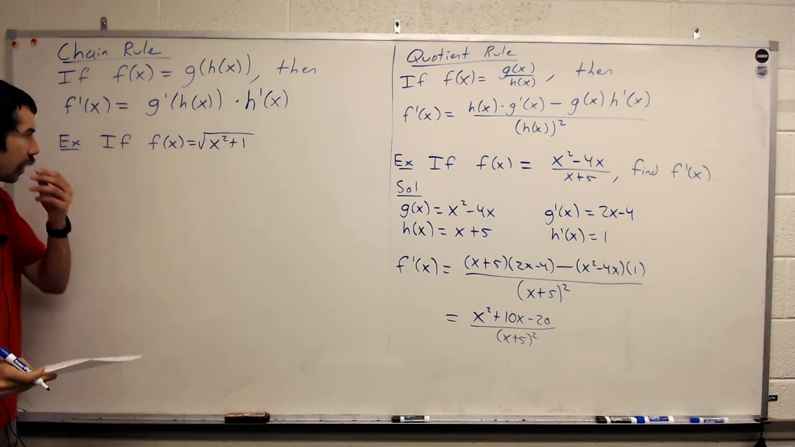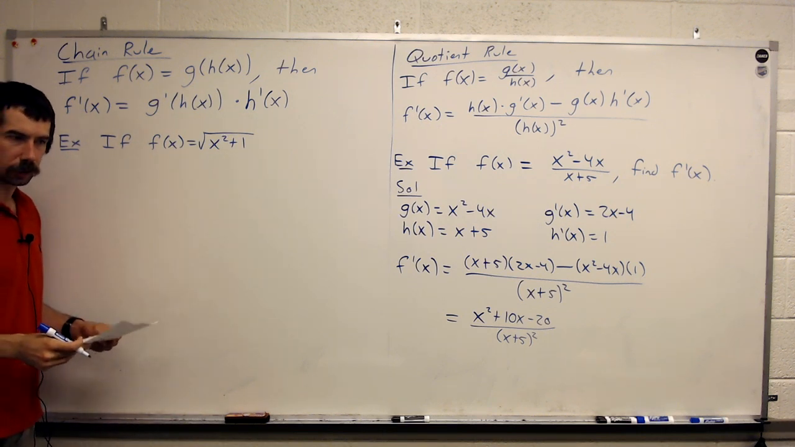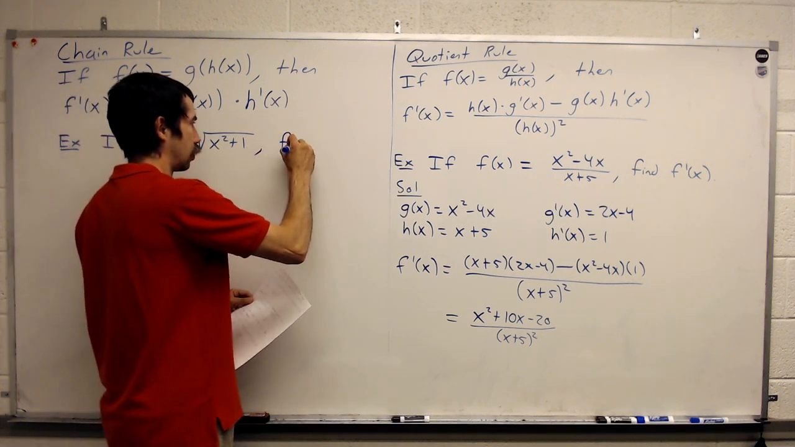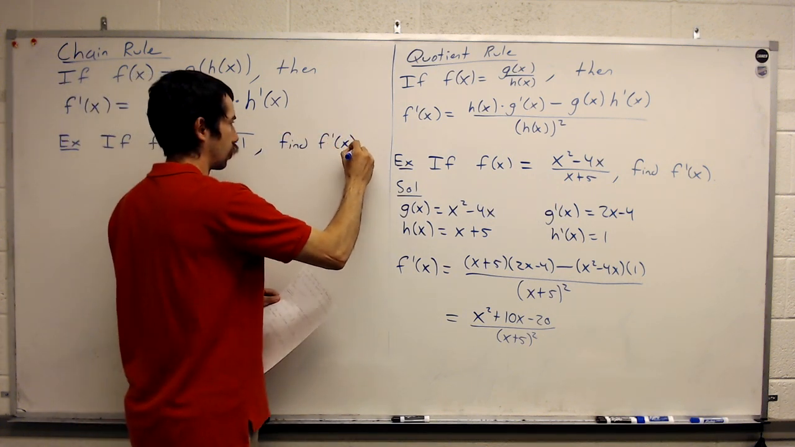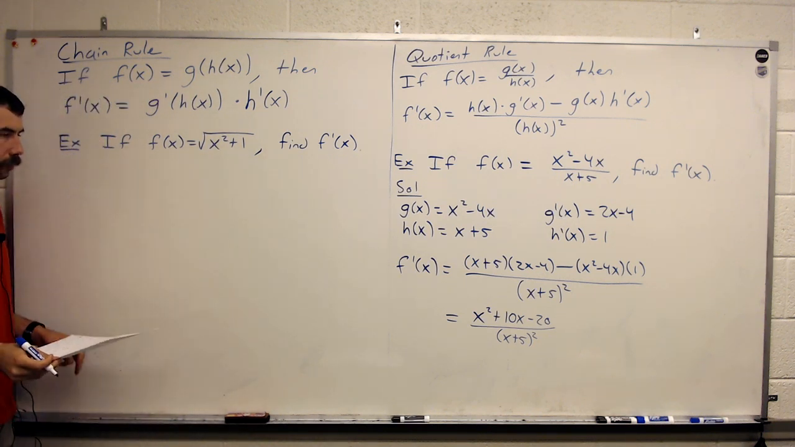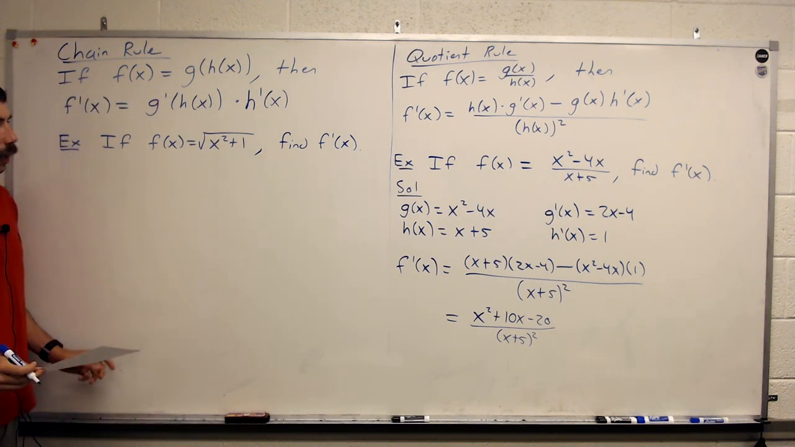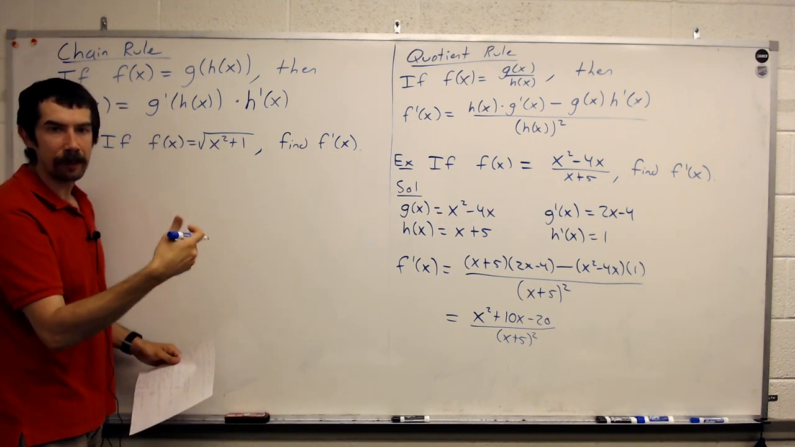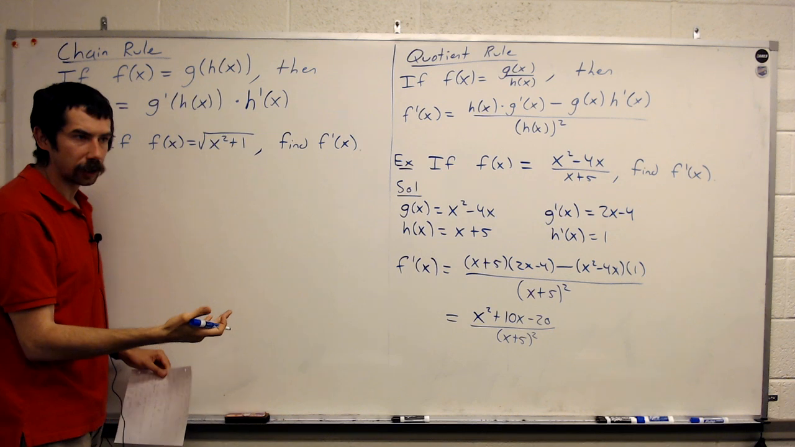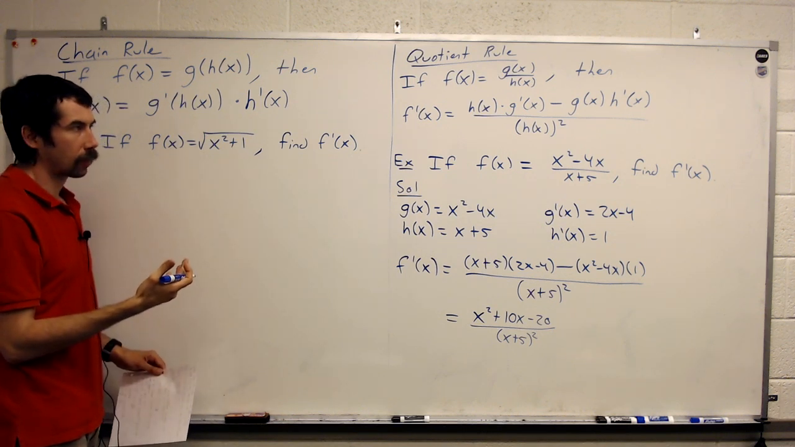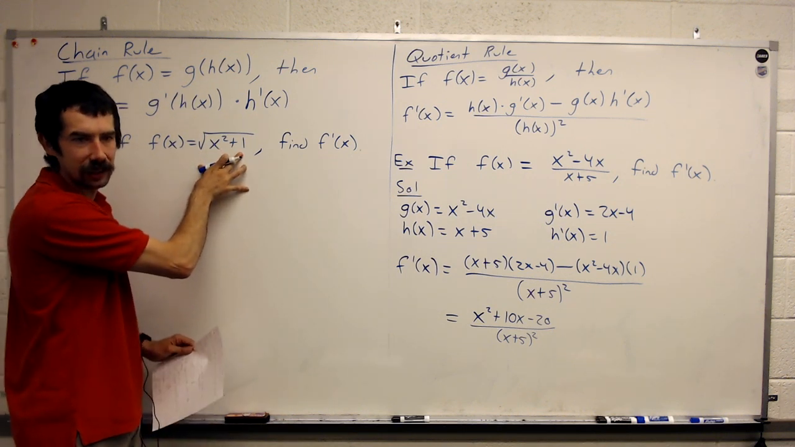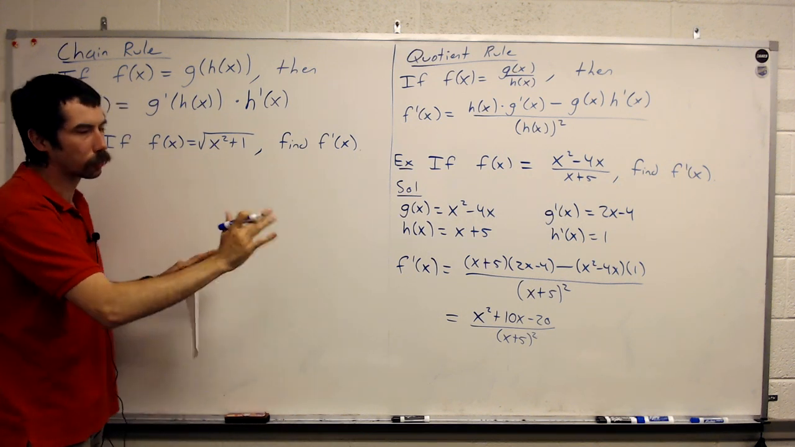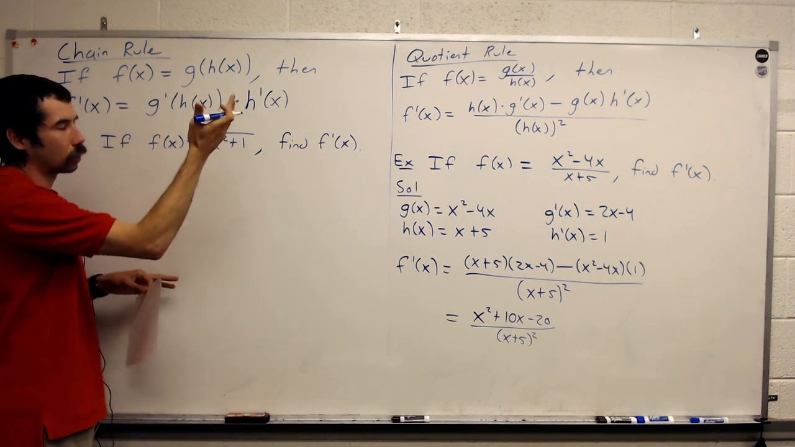So if our function is f of x equals the square root of x squared plus 1, let's find f prime of x. All right, and so what we want to do is we want to express our function as the composition of two functions. All right, so this function is not a product. It's not a quotient. It's not just x raised to a power. So none of our old rules apply. Right? We have to try to use the chain rule.